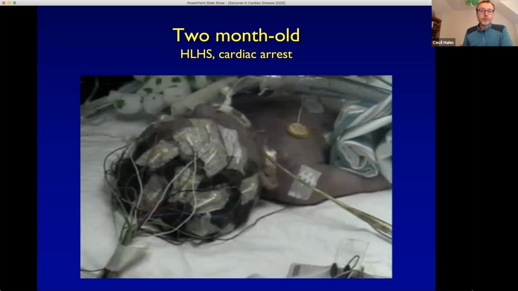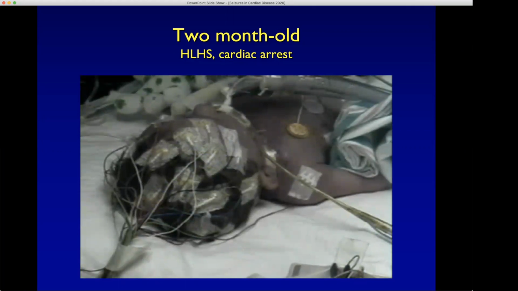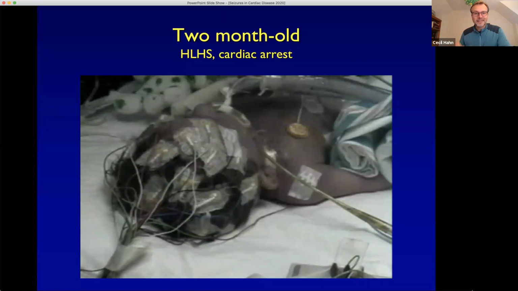So let's take another vote. How many people think this is a seizure? Raise your hand. Okay. Many of you do. And who thinks it's not a seizure? Nobody. Everyone's convinced. Okay, let's look at the EEG.